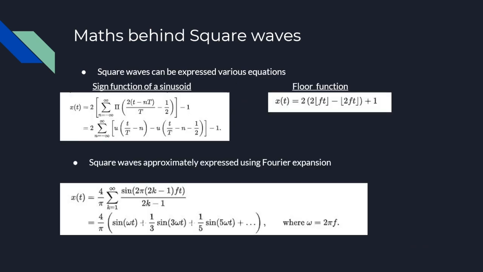Square waves can be expressed through different equations, such as the sine function of a sinusoid, or generated using the floor function. Fourier expansion can be used with cyclic frequency f over time t to generate an ideal square wave with amplitude of 1, which is represented by an infinite sum of sinusoidal waves. This provides us with easy calculation of where the wave is up to in its cycle.